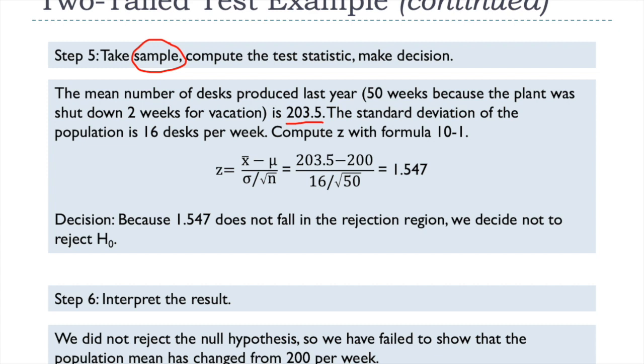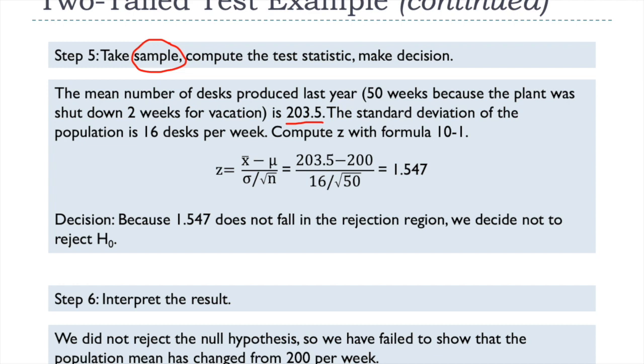And if we look back then, well, it's not going to let me. But if we were to look back under our curve, we would see that 1.547 does not fall in the rejection region, right? We would have needed to be greater than like 2.5 something. And so we decide not to reject our null hypothesis.